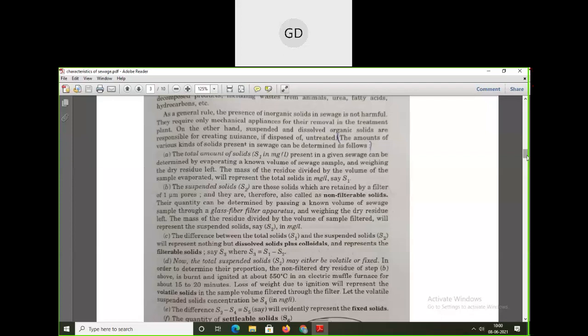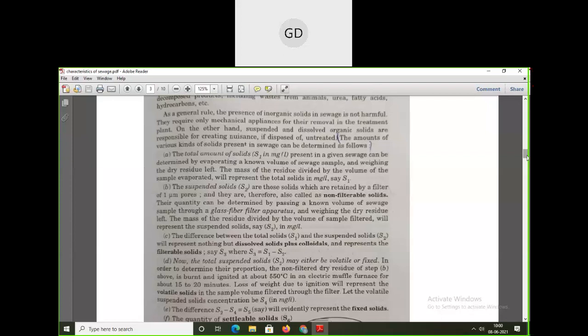Now we come to S2, that is your suspended solids. How will you find the suspended solids? In terms of laboratory experiments, these are the solids which are retained by a filter of 1 micrometer pores. Basically, when you take the suspended solids, if they are retained on a filter paper, that is your suspended solids.